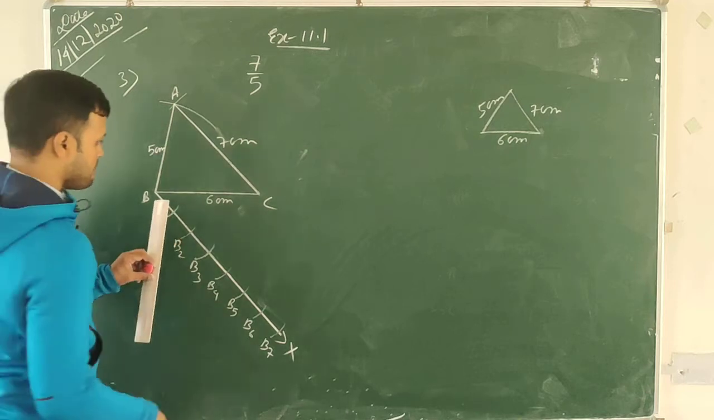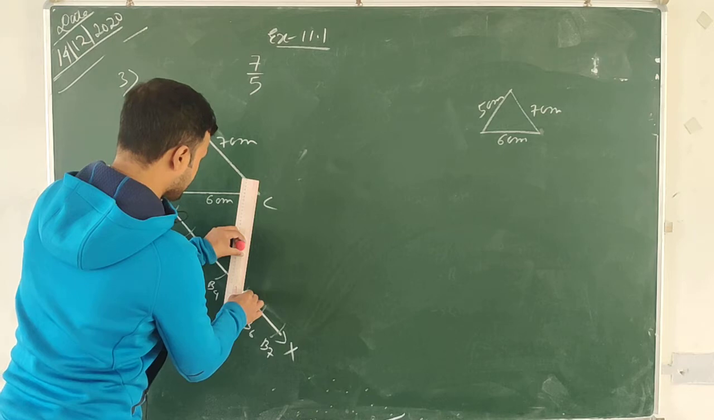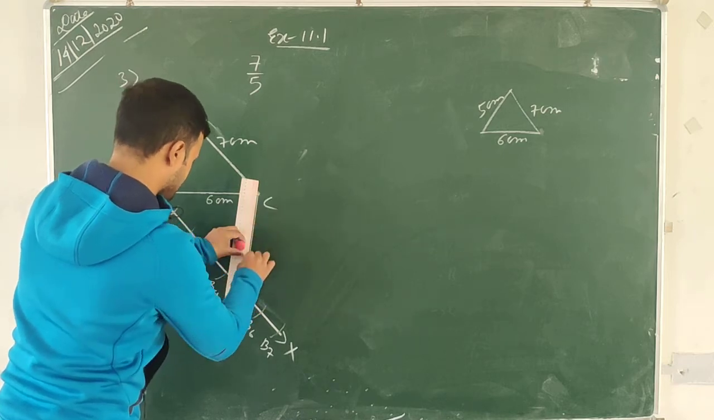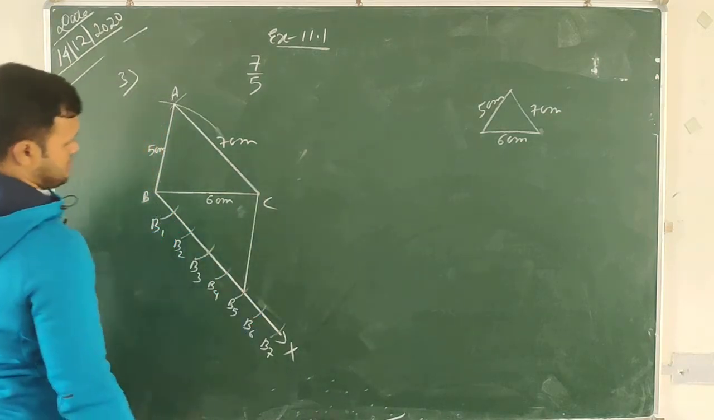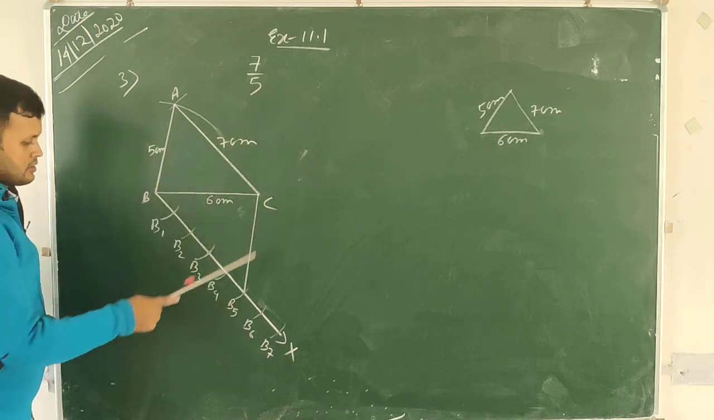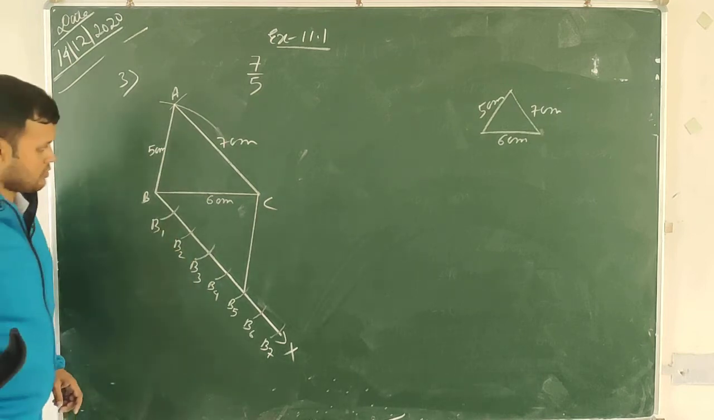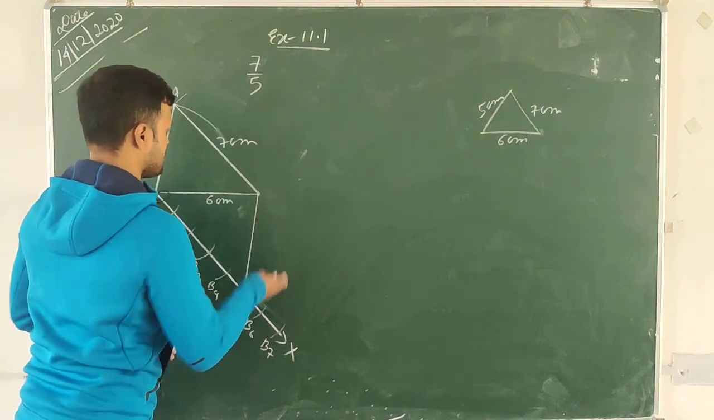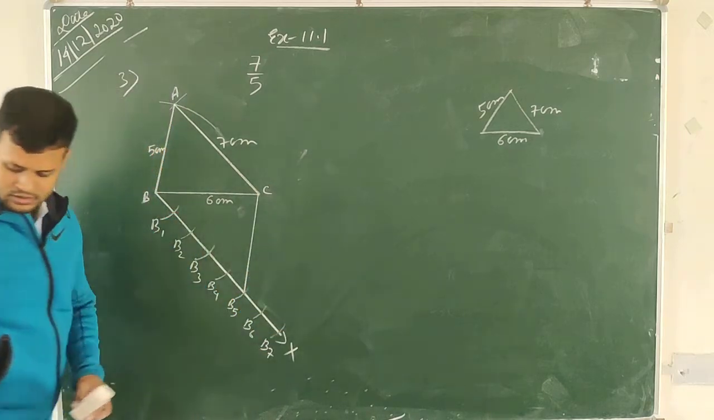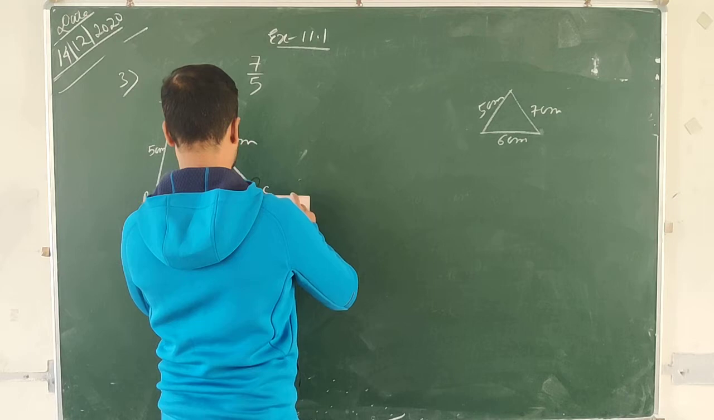B5. So from the point B5 we will join C. I just saw the denominator. What is the denominator? 5, B5. So from the point B5 we are joining C. Okay. So now you see, on this C, BC will be extended.